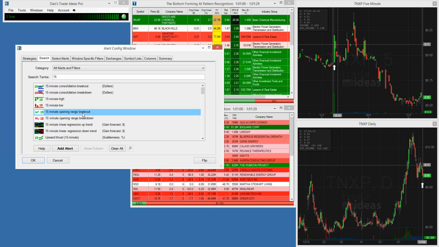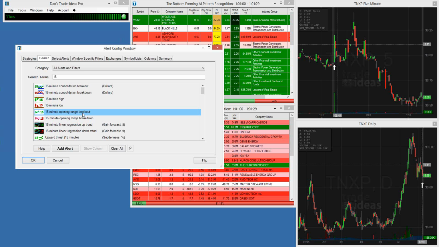What this means is that a stock has a high and a low that it creates throughout the first 15 minutes of its trading range. And we treat that like a day. So that becomes its own day. And then we let you know when it breaks out of that range. So this is the first time it breaks out of its 15-minute range.